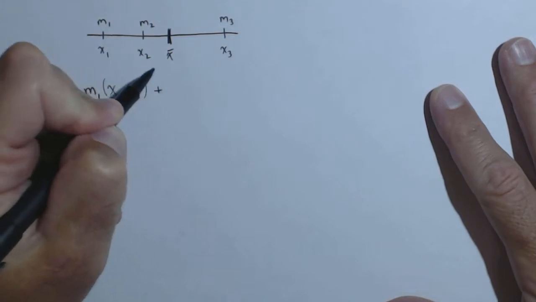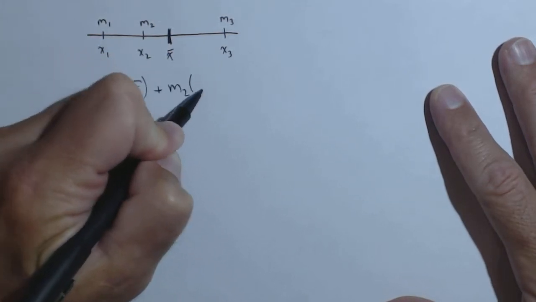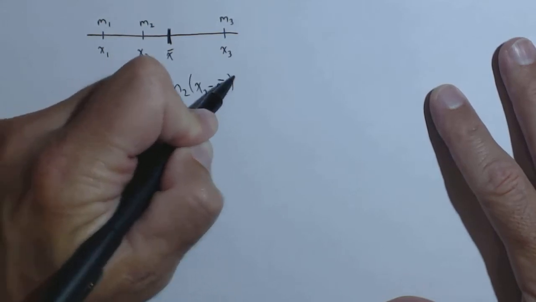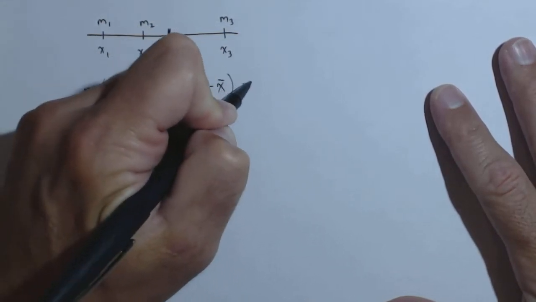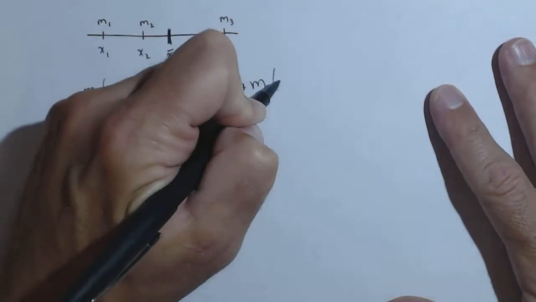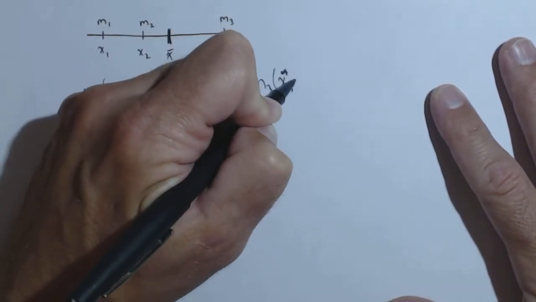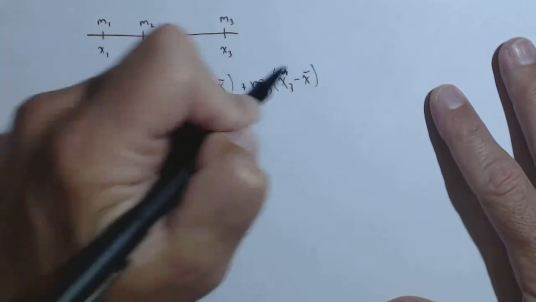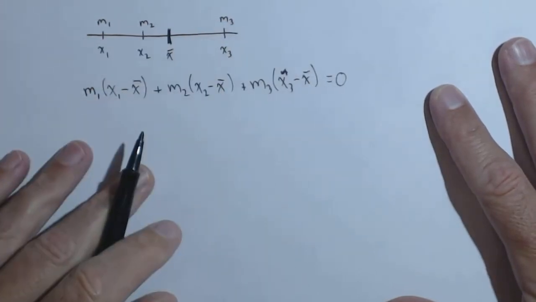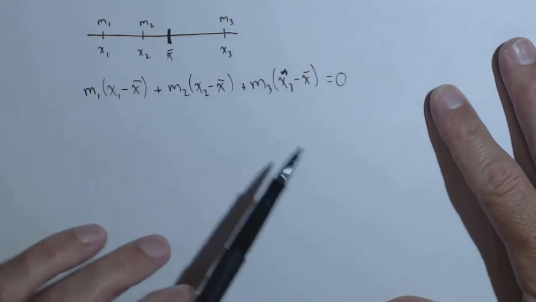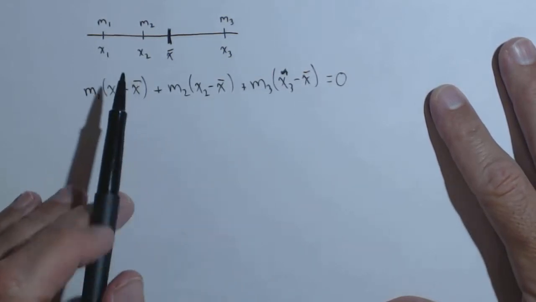We're going to do the same thing with m2. Its moment is m2 times x2 minus x bar. And finally, we have our third mass, m3 times x3 minus x bar. And we want this sum to be 0. We could keep on going with 100 masses. This is going to be all you need to see how this generalizes.